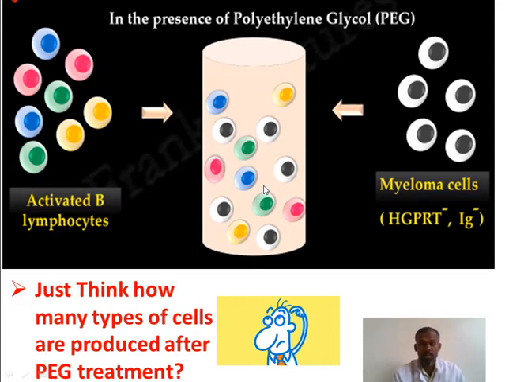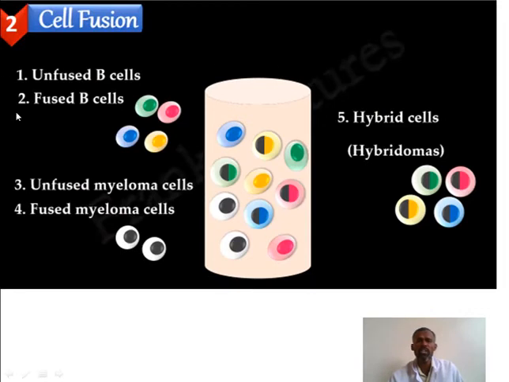So let me tell you. A total of 5 different types of cells are produced. The first is unfused B cells, because some cells will not fuse. Then fused B cells, where two B cells fuse together, unfused myeloma cells and fused myeloma cells, and another type of cell is the hybridoma. That is a B cell fused with a myeloma cell. This is the one we are concentrating on. This is the one we want, the cell with indefinite growth that produces antibodies.